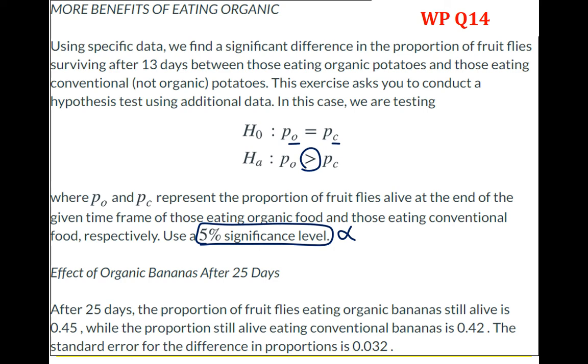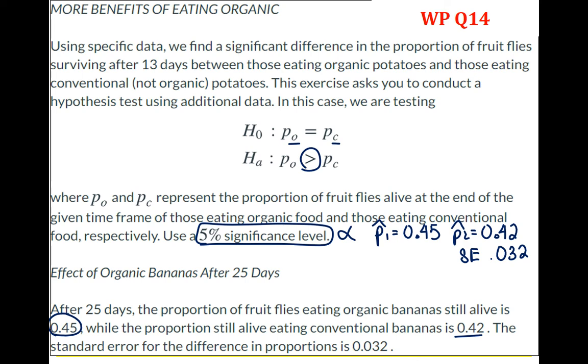So our first statistic. Let's get some statistics here. After 25 days, still alive. So here we go, 0.45. These are the organics. So I'm going to write down P hat 1 equals 0.45. And my other one, over here, is 0.42. So my P hat 2 is 0.42. Okay, so we have our two statistics. We have a standard error, and that standard error is given to be 0.032.